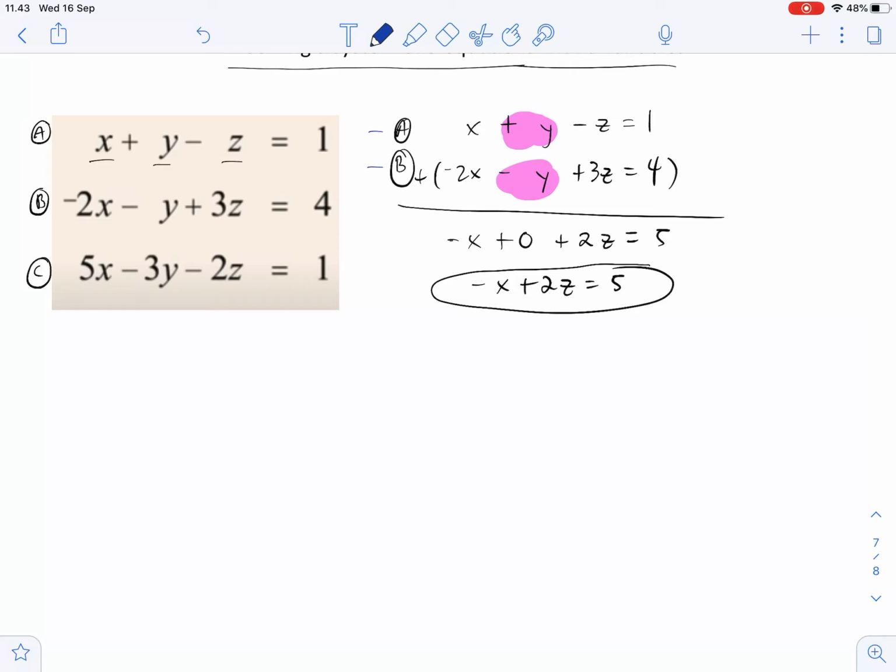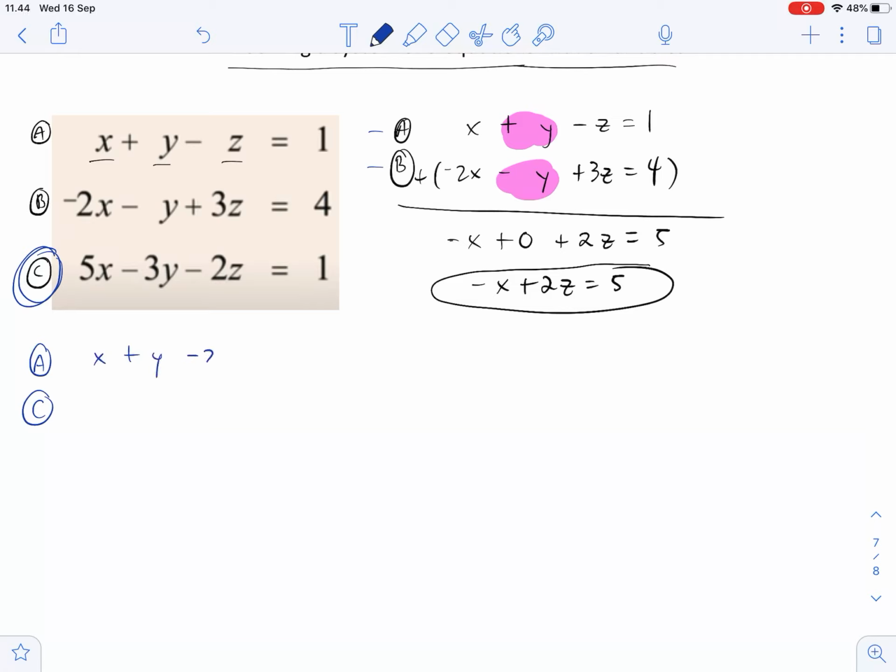Now, it's important: we used A and B in our first elimination of variables. In my next one, I have to use C, and I can either use A or I can use B. It doesn't matter, but you have to use one of them. So this time I'm going to use A and C. I could have used B, but I'm choosing A.